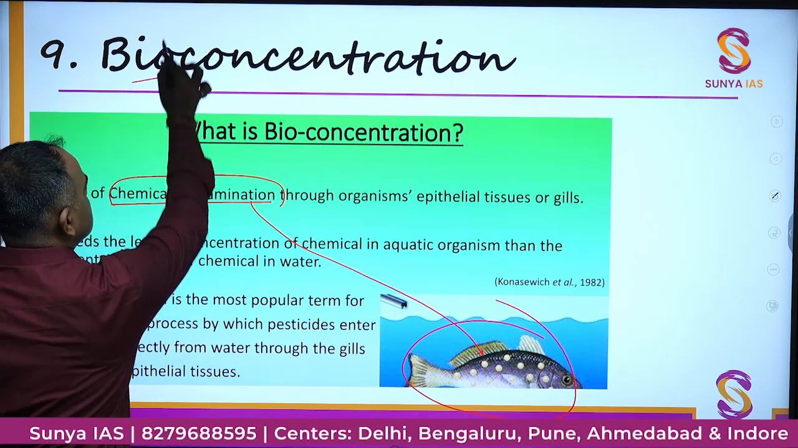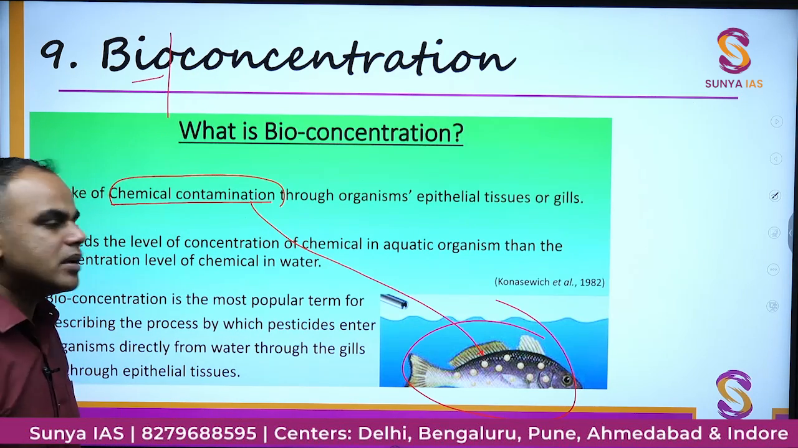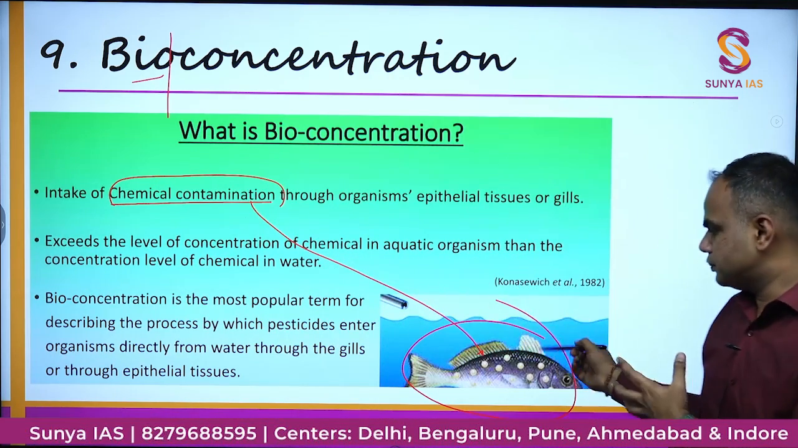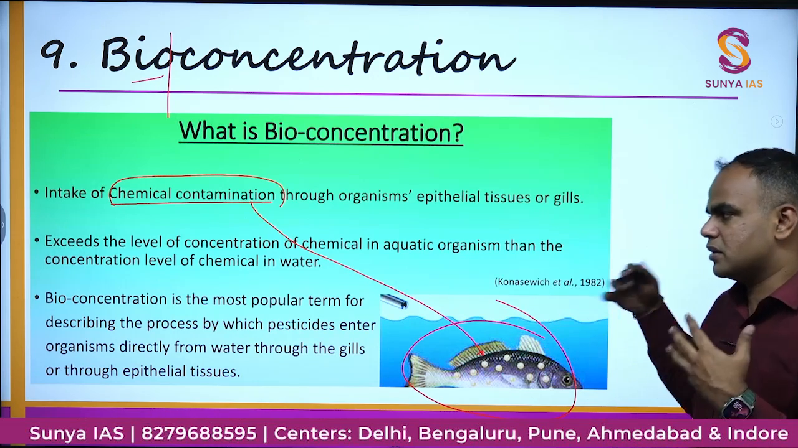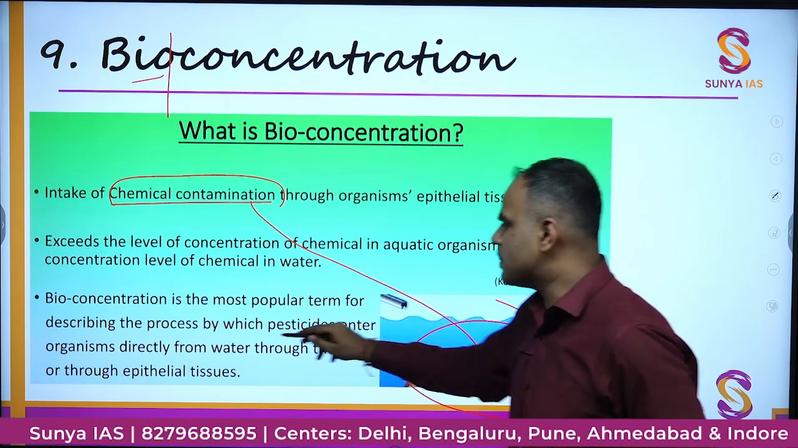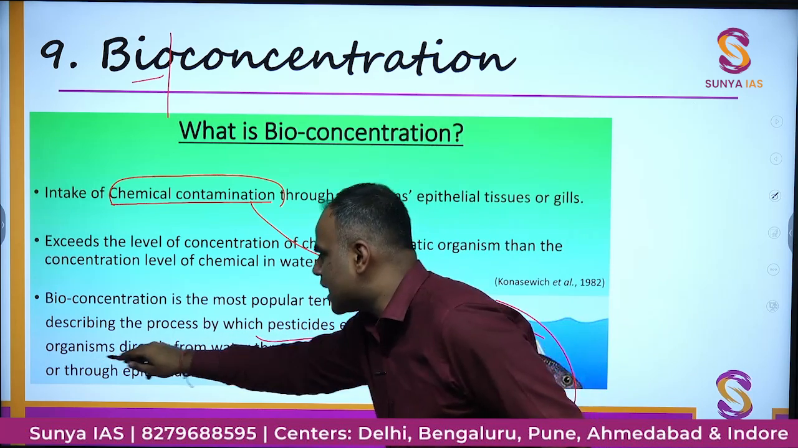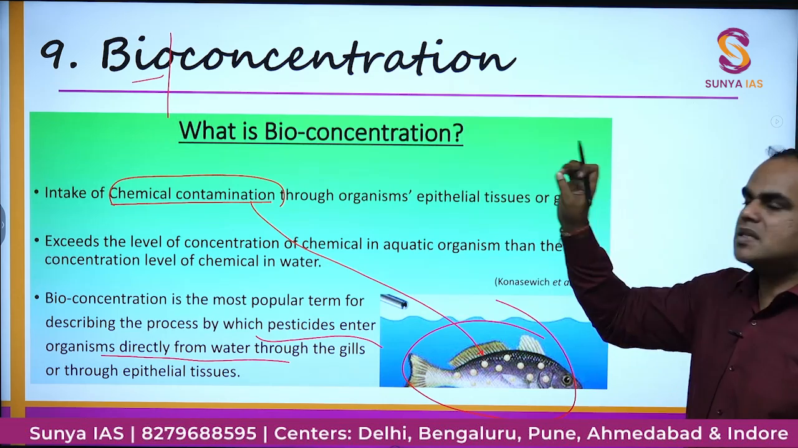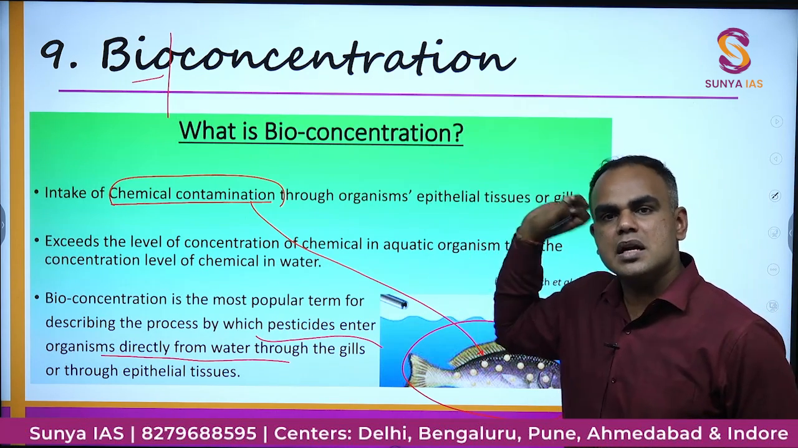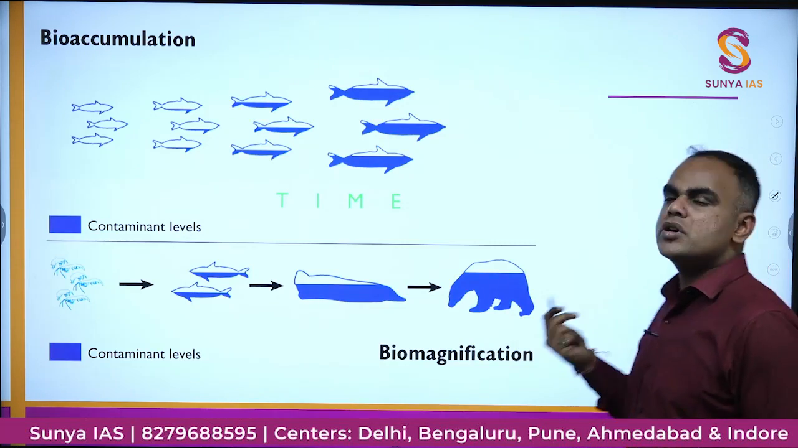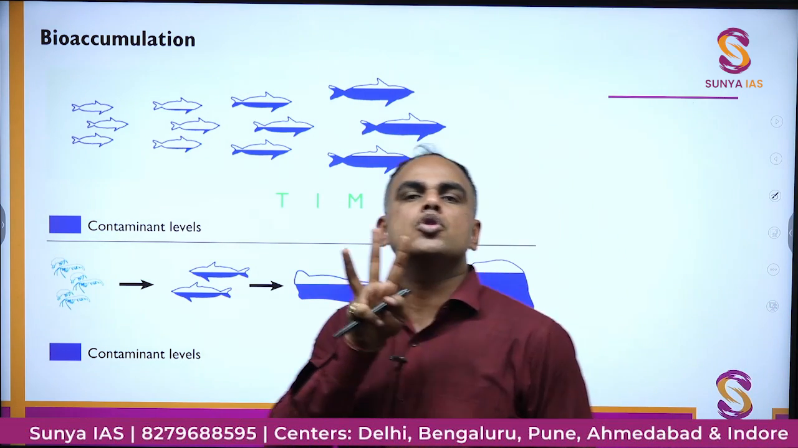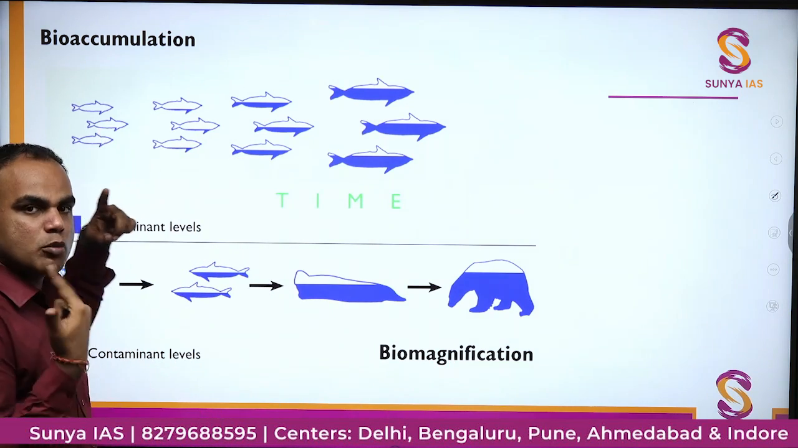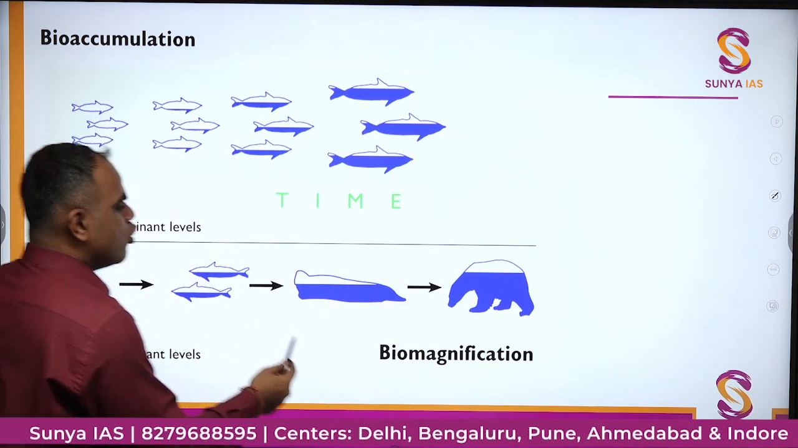So bioconcentration is the intake of chemical contamination in the fish through its skin or gills. Here the pesticides enter directly from the water, through where it breathes. This term is known as bioconcentration. Then there are two more terms. These three terms you should always know when you're thinking of marine ecology. Second is bioaccumulation, and third is biomagnification.